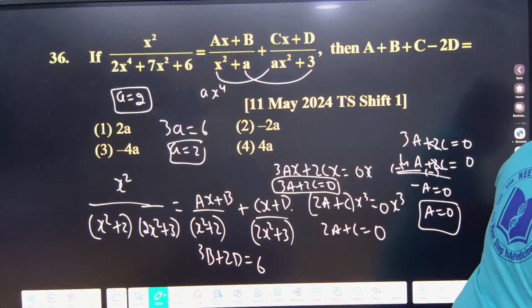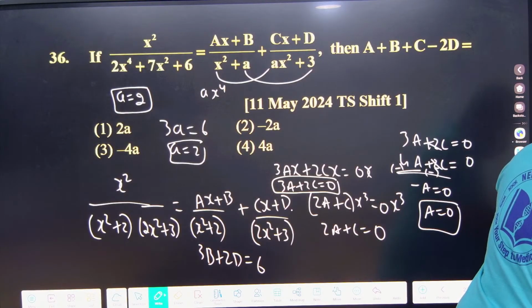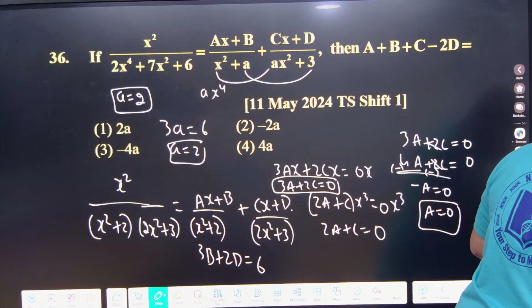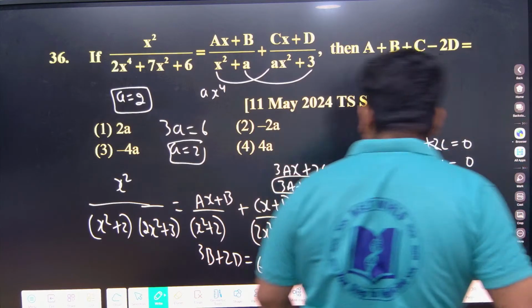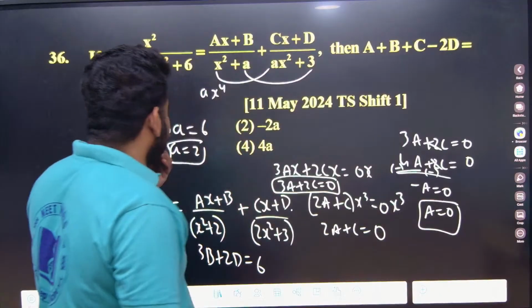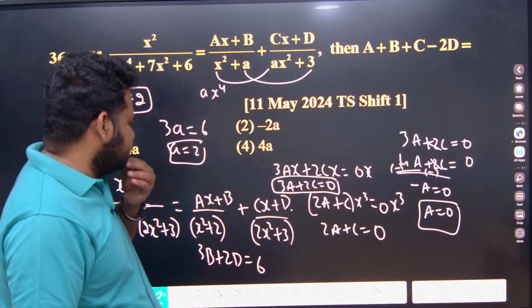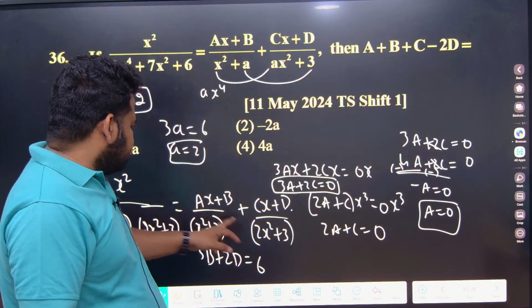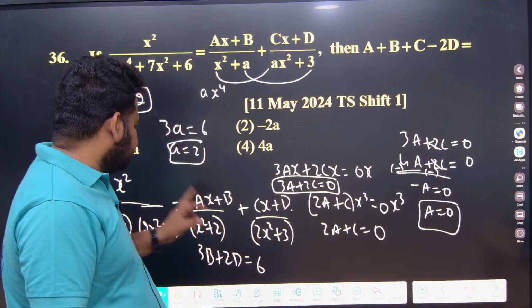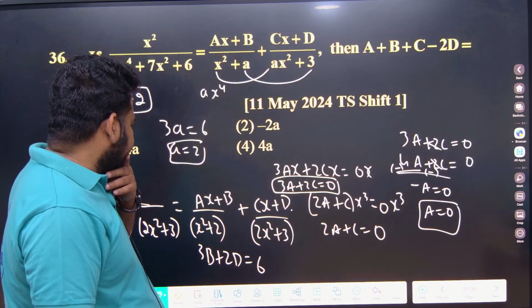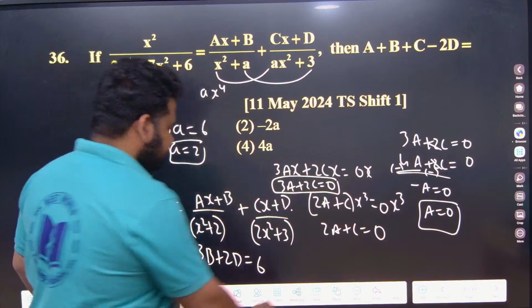See, d is not equal to 1 by 2. So please focus, d is not equal to 1 by 2. Now see here, further, what we can do here is ax 2x square, cx x square, x cube term is there. Okay. Now what we can do further?